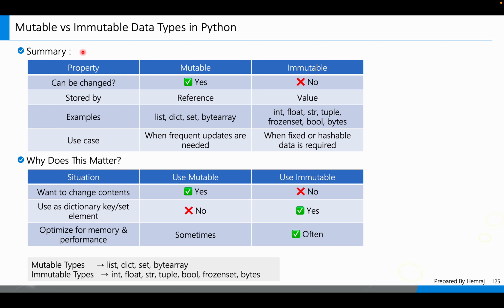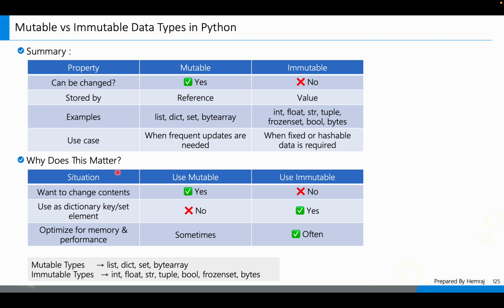Now this is the summary of the same things. Mutable and immutable data types in Python. Can the value be changed? Mutable, yes. Immutable, no, immutable data cannot be changed. Mutable data changes by reference, but immutable data changes by value. If the value changes, it becomes a new object. Examples of mutable: list, dictionary, set, byte array. Immutable: integers, float, strings, tuple, frozen set, bool, and bytes. Use cases: when frequent updates are needed, or when a fixed, hashable data type is required.